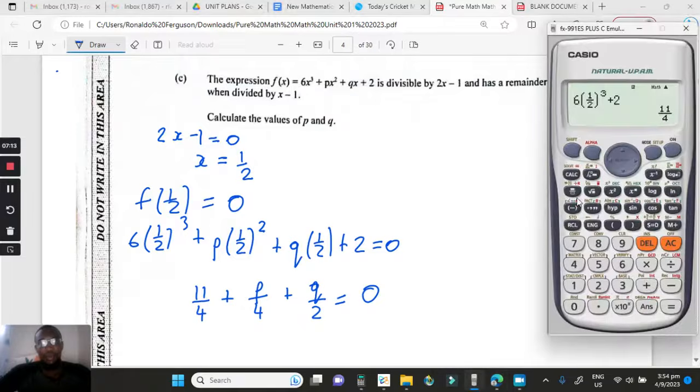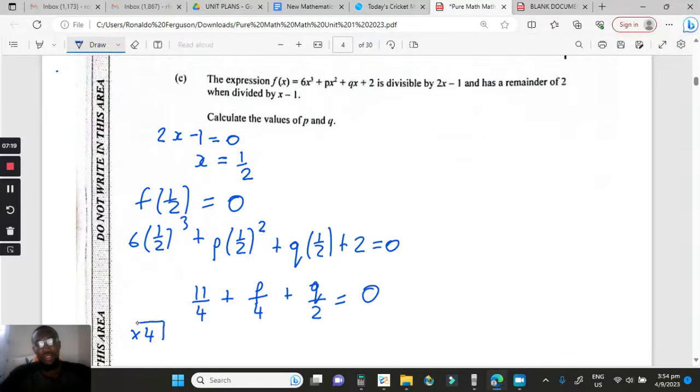When we cube it, remember I added the 2. Now, I'm going to multiply through by 4 just to simplify the equation to get 11 plus p plus 2q is equal to 0.